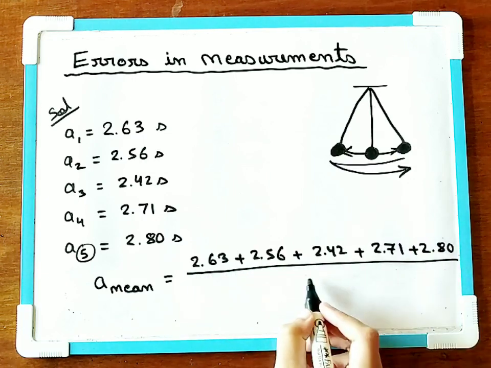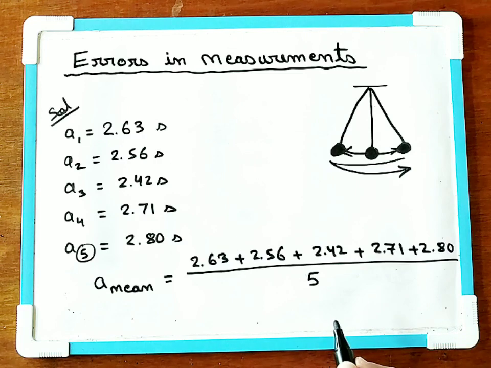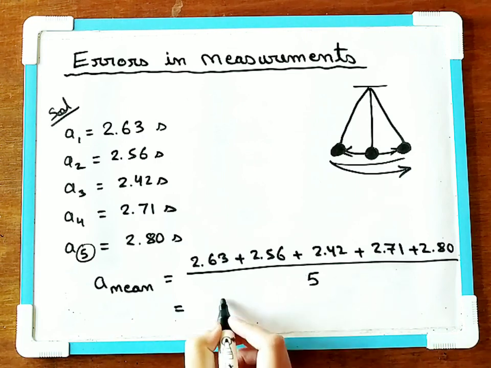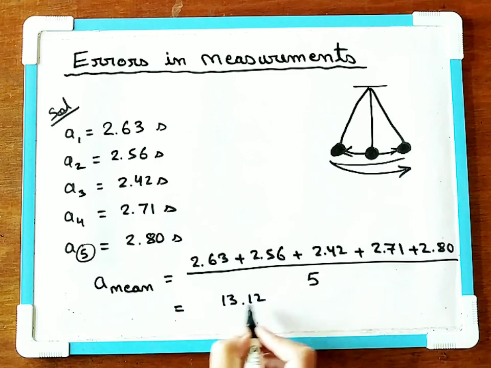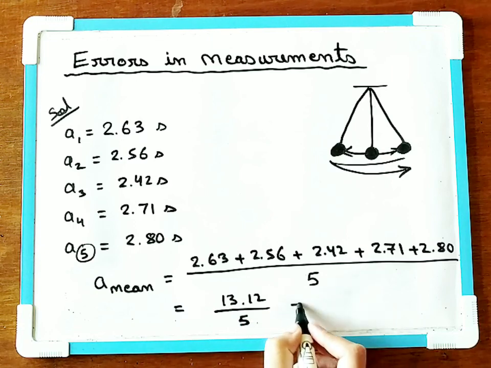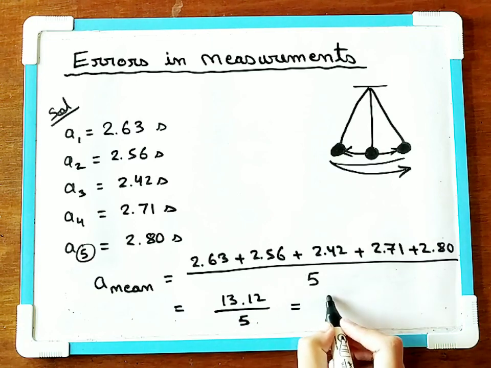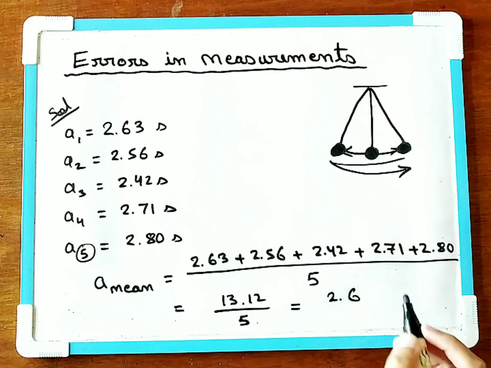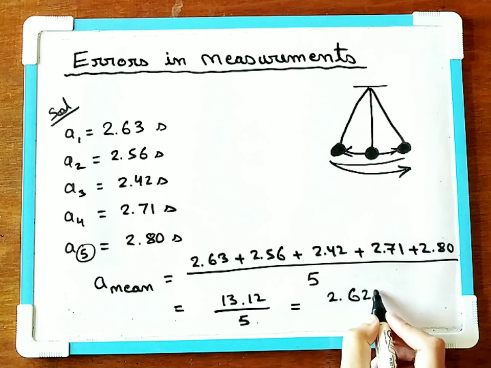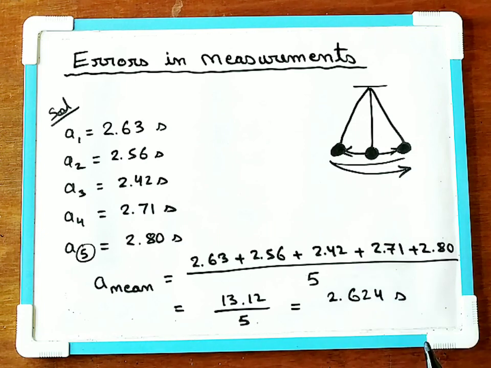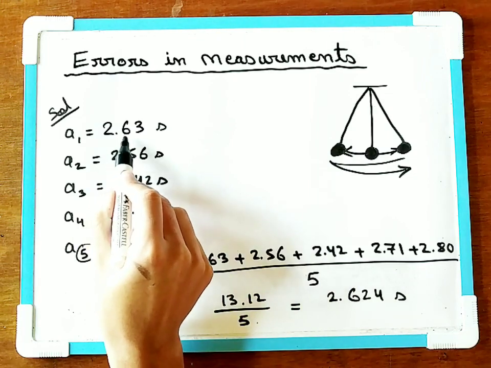Then you divide it by the number of observations, which is 5. If you sum it, you will get 13.12. Then you divide by 5, and this will come out to be 2.624 seconds. Now you can see here we have 3 digits after the decimal point, 1, 2, 3, but in all these measurements you have only 2.